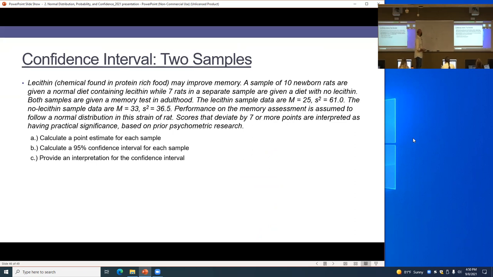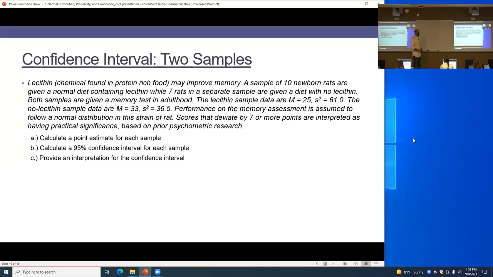Lecithin sample data: mean 25, variance 61. No lecithin sample: mean 33, variance 36.5. Performance on the memory assessment is assumed to follow a normal distribution in this strain of rat. Scores that deviate by 7 or more points are interpreted as having practical significance based on prior psychometric research. So now we're adding in a wrinkle where it's not just whether it's 0. If we're not seeing anything above 7 points, then it's probably not meaningful or worth spending too much time on, right?